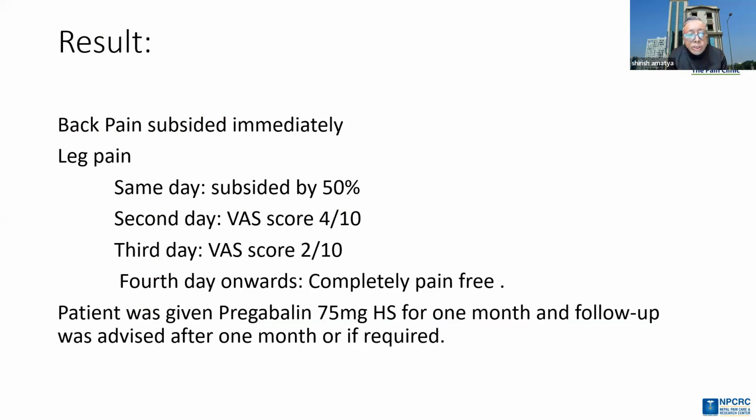With this, the back pain subsided immediately. The leg pain on the same day subsided by 50%. On the second day, the pain score was even less, 4 by 10. On the third day, the pain score was 2 by 10. From the fourth day onwards, she was completely free. She was given pregabalin 75 milligram at night for 1 month, and follow-up was advised after 1 month.